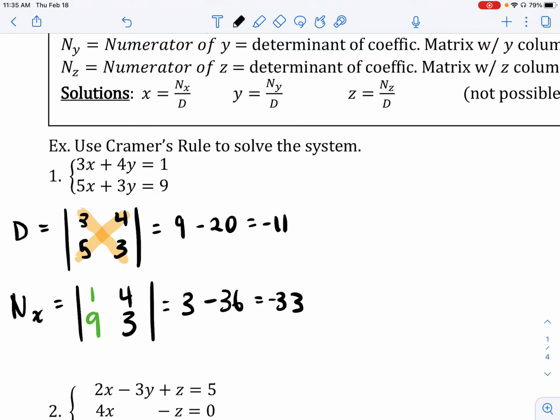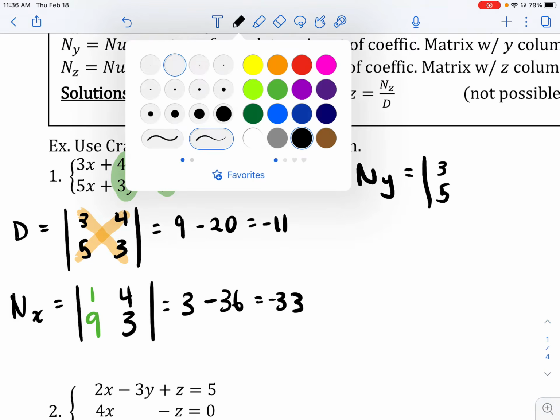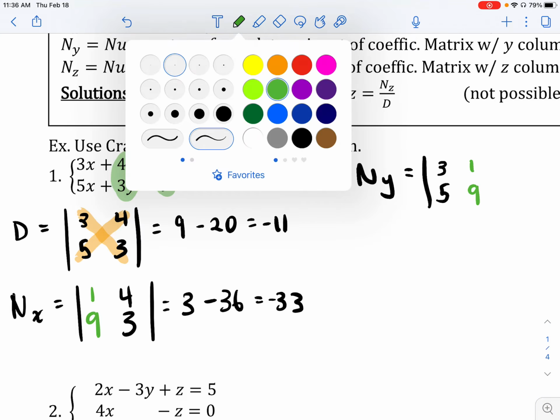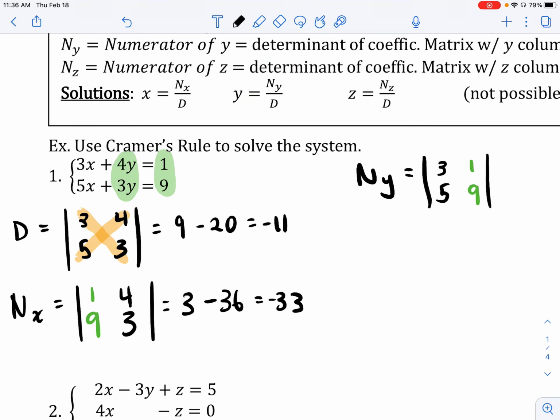Now, we're going to do n sub y, which is a similar process. We're going to draw our matrix again, but this time we're going to replace our y column with our constants. So we're going to copy down 3 and 5. And again, we're going to write down 1, 9 for our y values. And we're going to find the determinant of this matrix. Well, what is this? This is going to be 3 times 9, which is 27, minus 5 times 1, which is 5. And from here, we get 22.